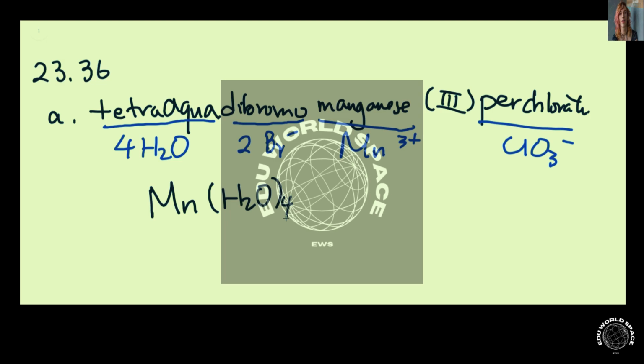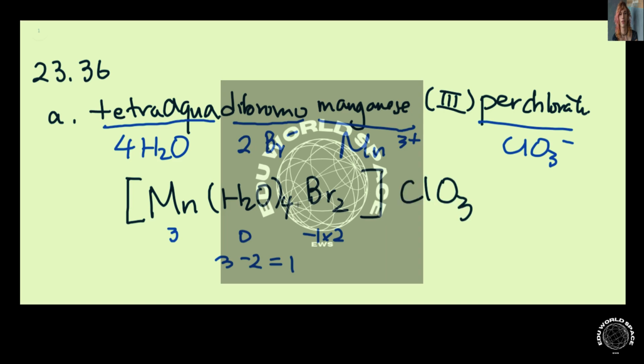Alright, so then we have the complex formula as manganese with 4 water, 2 bromide, in brackets. So the total oxidation state of this part will be 3, this is 0, this is -1 times 2. So the total is 3 minus 2 equal to +1. And perchlorate is -1. So the ratio will be 1:1. And that will give us the formula of the compound.